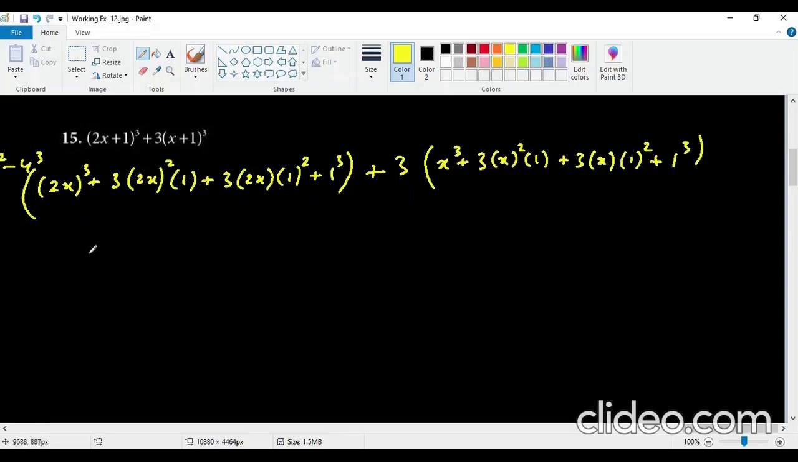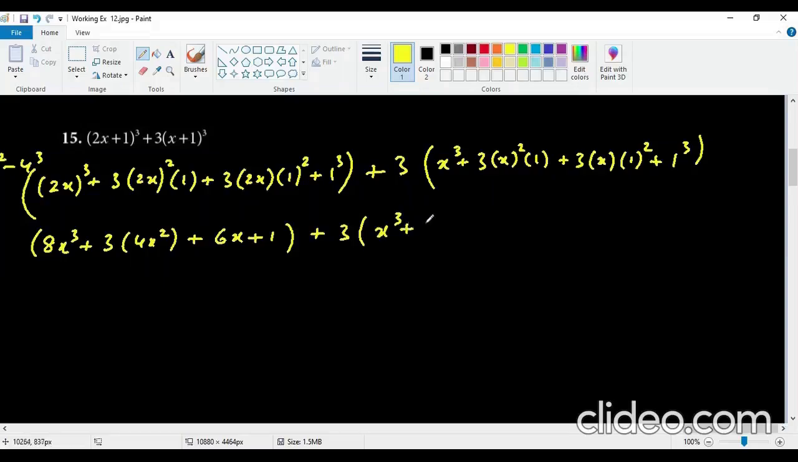Now we are going to simplify within the bracket itself. So 2 cube is going to give us 8x cube, and plus 3, and this is going to be 4x square, and plus 3 times 2 is a 6, 6x plus 1. So this is going to be the first bracket. Now let's see what the second bracket gives us.